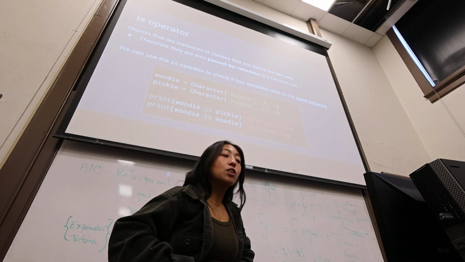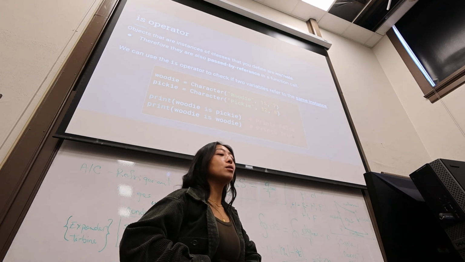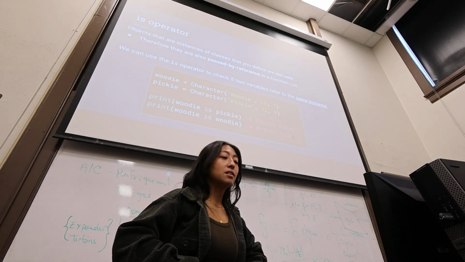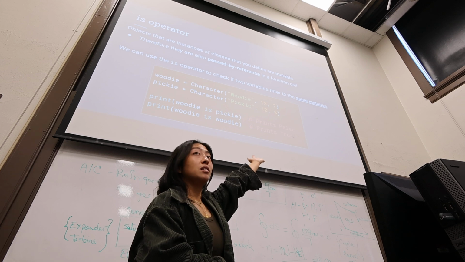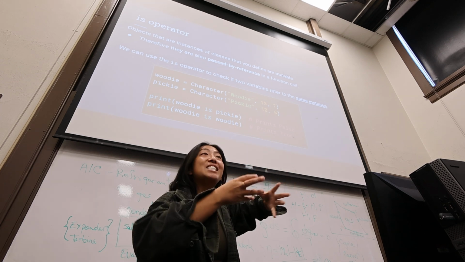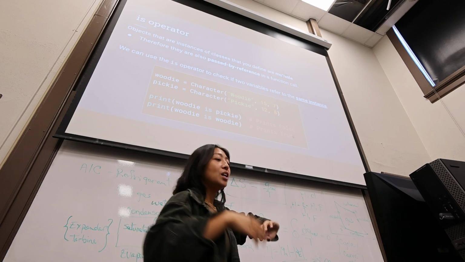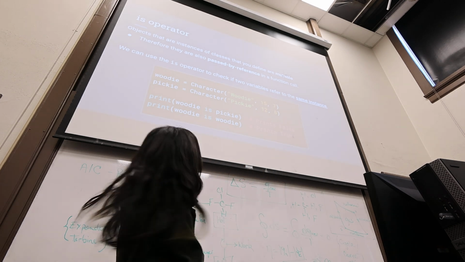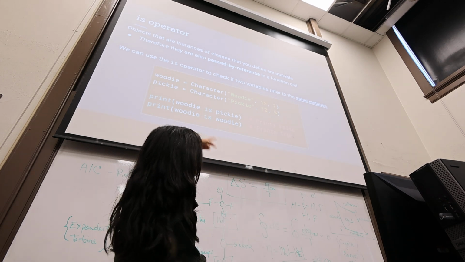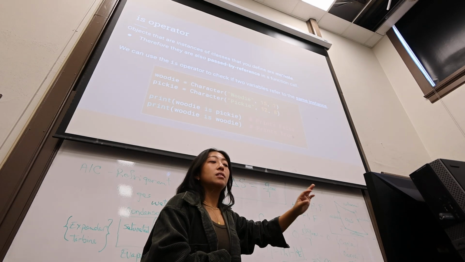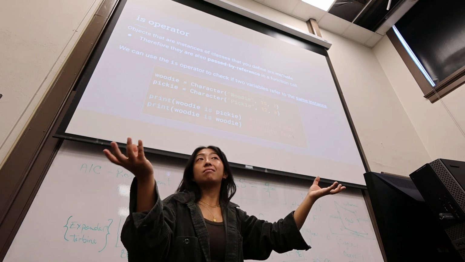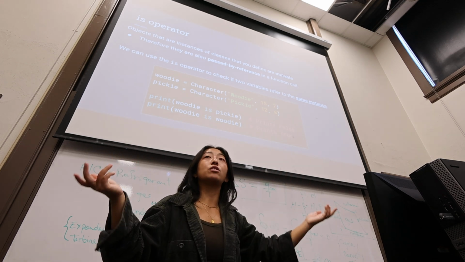But we can use the is operator to check if two variables refer to the same instance. So I have these two characters, which are two instances of the class character, Woody and Picky. And if I did Woody is Picky, that would print false, because those are two separate instances of the class. It makes sense that it returns false, right?